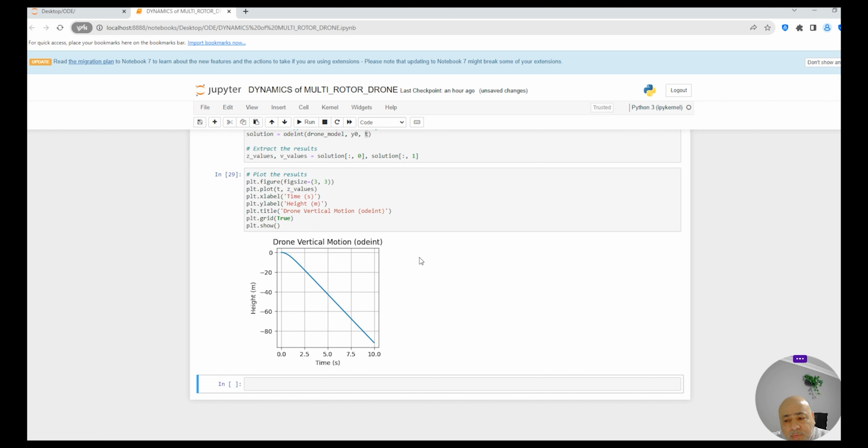Now, in my next video regarding differential equations, I will be looking at the model of a simple submarine, and I will be trying to solve it in exactly the same way, where I will solve it using odeint, and then I will solve it using numerical integration, and see how we will be able to achieve the result.